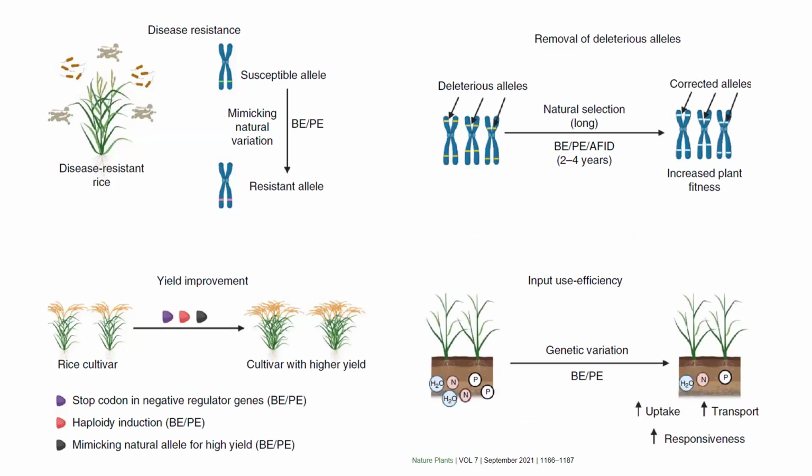So I am at the end of this talk, for a little more discussion. What we can do: disease-resistant plants we can develop by using genome editing, removal of deleterious alleles from the genome, and yield improvement. There is lots of literature. Yield improvement can be possible. Input use efficiency, that is nutrient use efficiency or water use efficiency, can be increased. So lots of literature you can find.